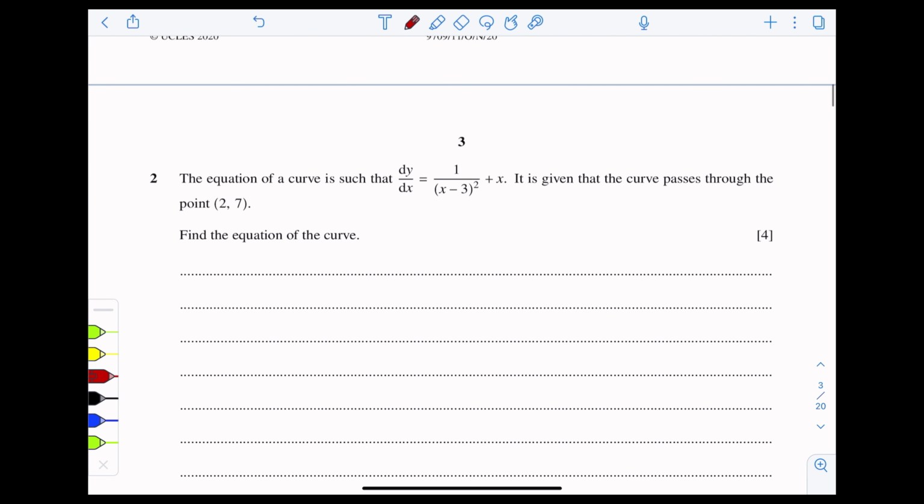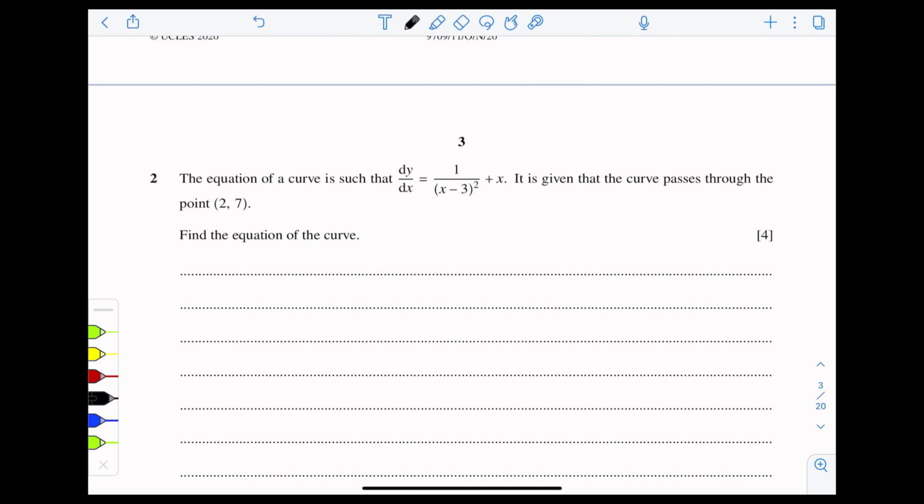Next question of this paper: the equation of the curve is such that dy over dx is equal to 1 over (x minus 3) whole square plus x. This is the gradient expression of the curve. It is given that the curve passes through a point. We have to find the equation of the curve.